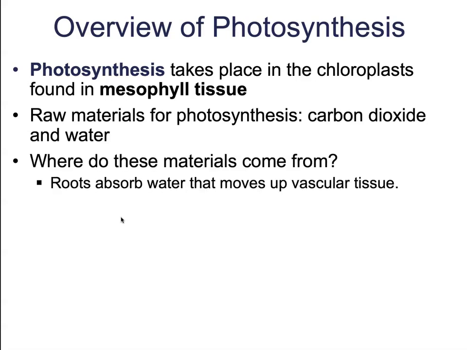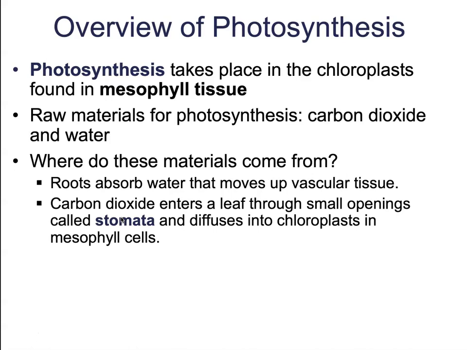Well, I'll give it to you. Roots are going to absorb the water that moves up the vascular tissue. So water is going to come from the ground, and it's going to be brought up through the plant through the root system. Carbon dioxide, on the other hand, comes from the atmosphere. It's going to enter the leaf through small openings called stomata, and it's going to diffuse into chloroplasts found inside of the mesophyll cells. So water comes from the ground source, carbon dioxide comes from the atmosphere.